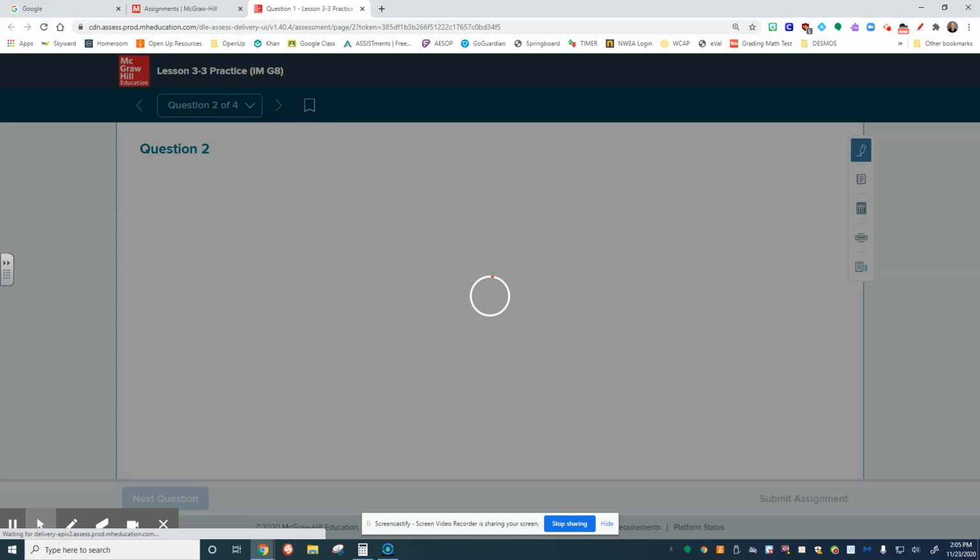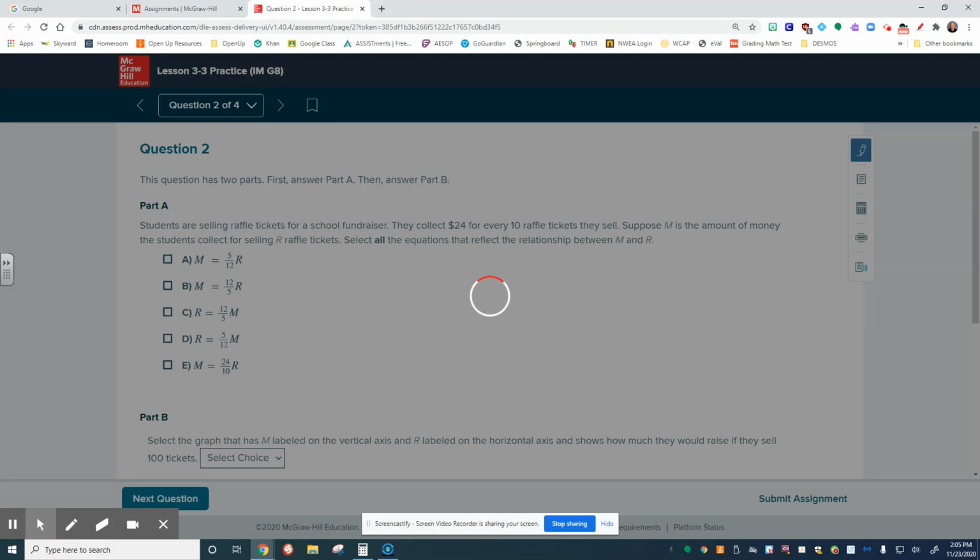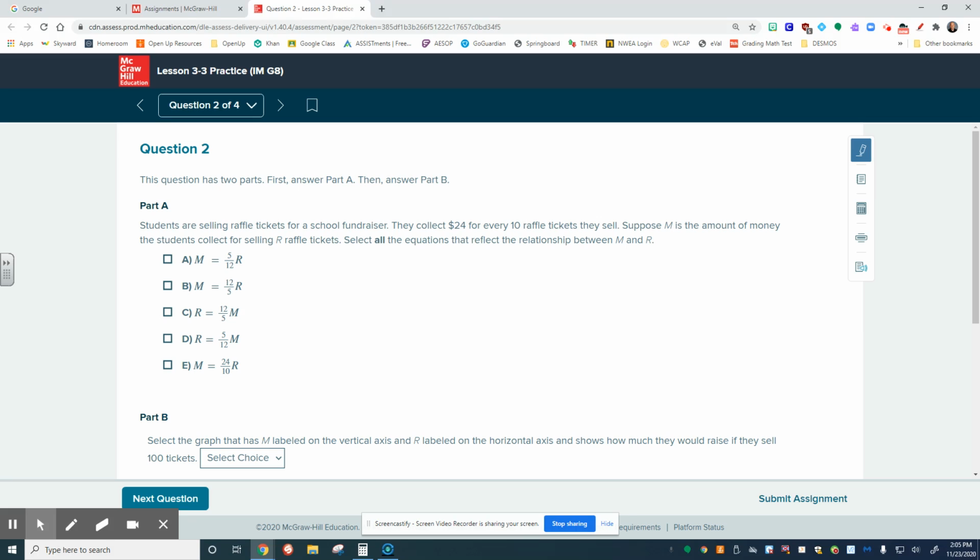Problem number 2 is again a two-part question. Part A is going to talk to us about the situation that's given. Part B, we figure out which graph goes with it.